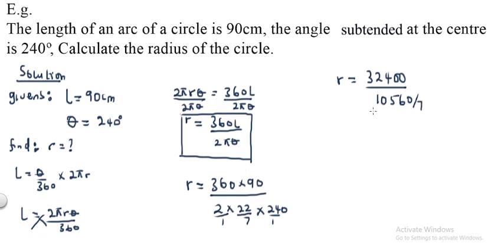We can divide this and keep it on the side instead of doing the multiplication thing that we did before. If you do this on your calculator, you would have 32,400 over 1,508.57. So you divide this by this. The radius here would be equal to 21.477 centimeters. That means the radius of our circle here is 21.477 centimeters.